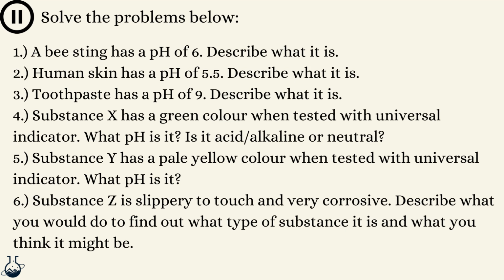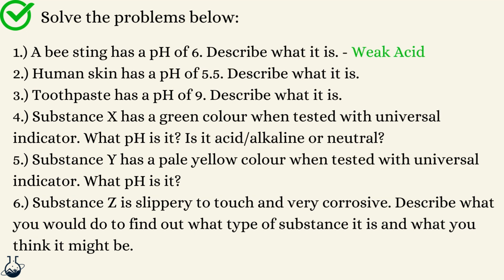If you have time, here are some additional practice questions using your knowledge on the pH scale. Pause the video here to have a go and resume the video when you're ready to go through the answers. Okay, let's have a look at these then. A bee sting of pH 6 is a weak acid. Human skin of pH 5.5 is a weak acid. Toothpaste of pH 9 is a weak alkali.